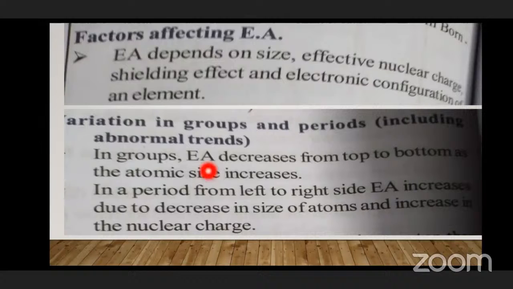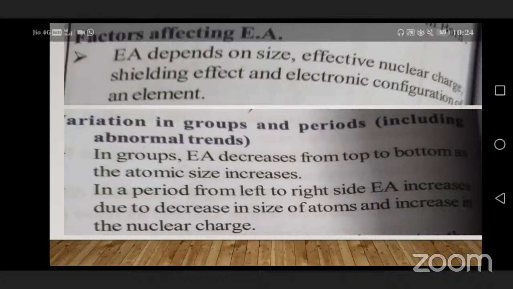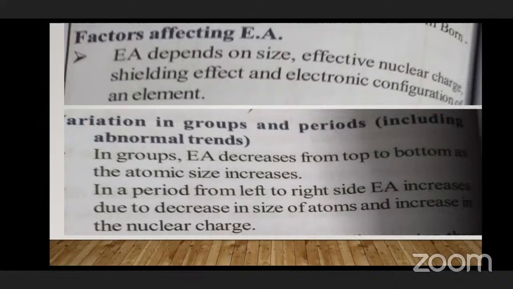In a period from left to right, electron affinity increases due to the decrease in atomic size. We can easily add electrons to atoms, and there is also an increase in the nuclear charge. The same shell electrons are present and the nucleus has more attraction force on the shell because the same shell is present and the nuclear charge increases. Because of that reason, electron affinity is going to increase in the periods itself.